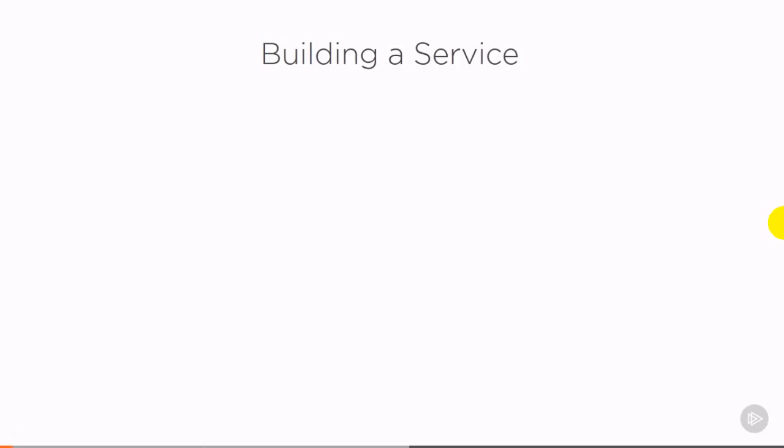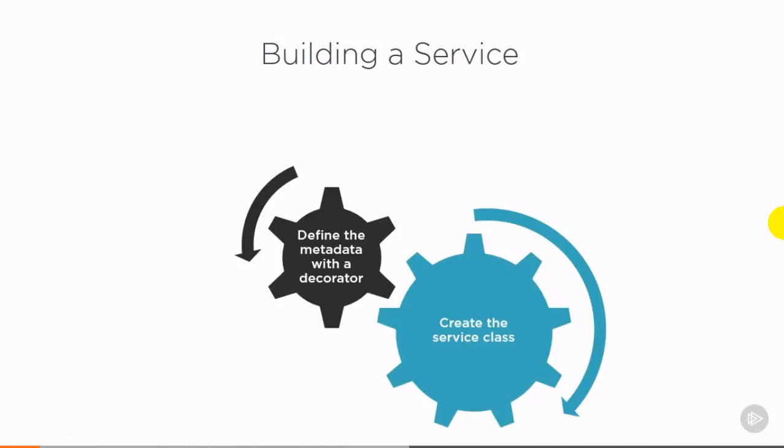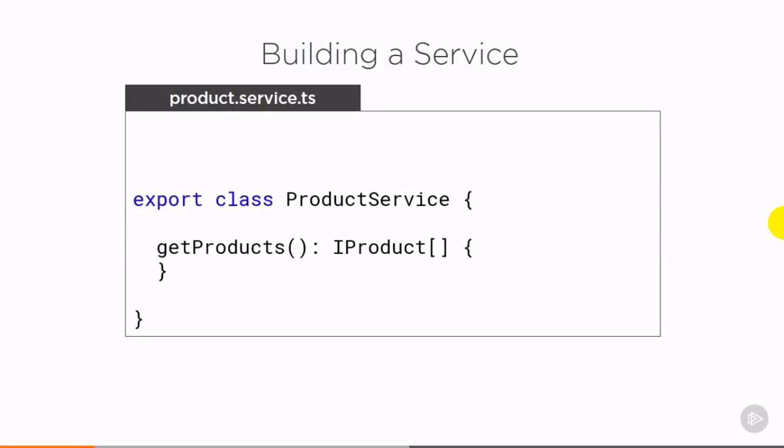Are we ready to build a service? Here are the steps. Create the service class, define the metadata with the decorator, and import what we need. Look familiar? These are the same basic steps we followed to build our components and our custom pipe. Let's look at the code for a simple service. Here is the class. We export it so this service can be used from any other parts of the application. This class currently has one method, getProducts. This method returns an array of products.